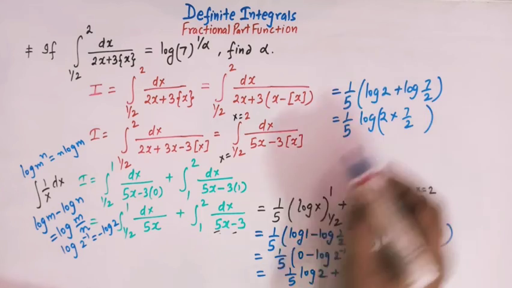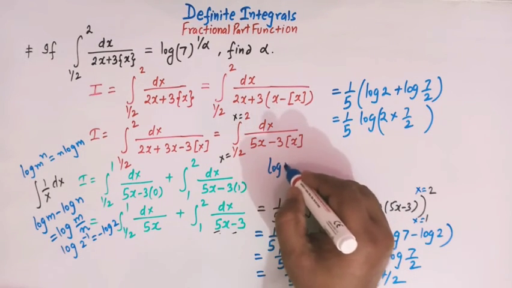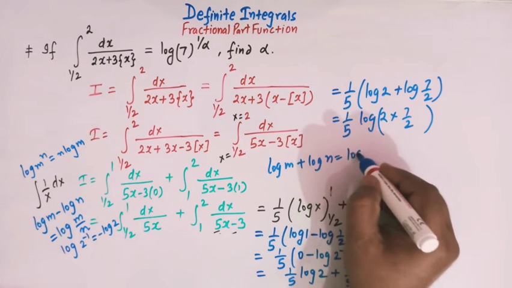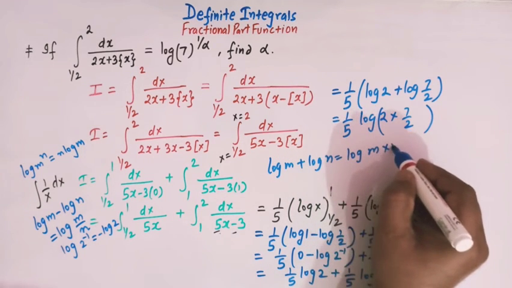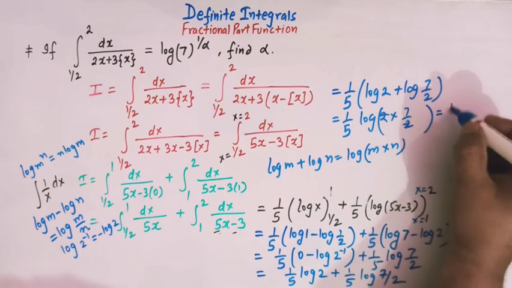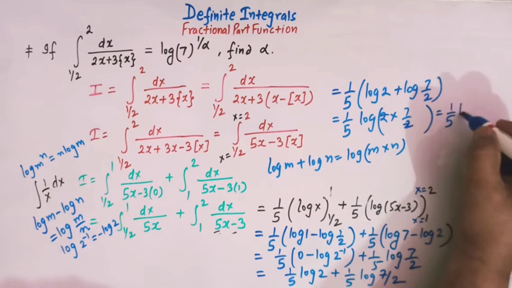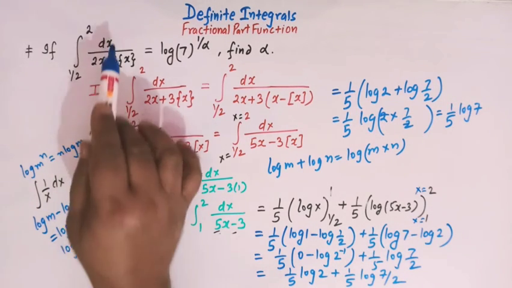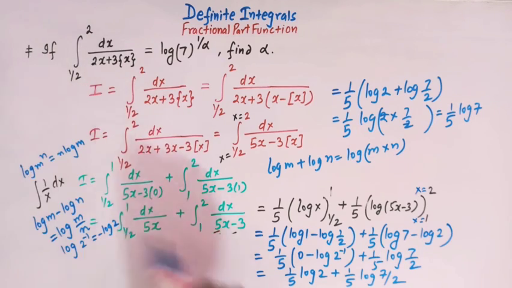Because we know that log of m plus log of n is equal to log of m multiplied by n, right? So here 2 and 2 get cancelled, so we are left with 1 over 5 and log of 7, right? So viewers, the value of this integral, that is I, is equal to 1 over 5 log of 7, right?